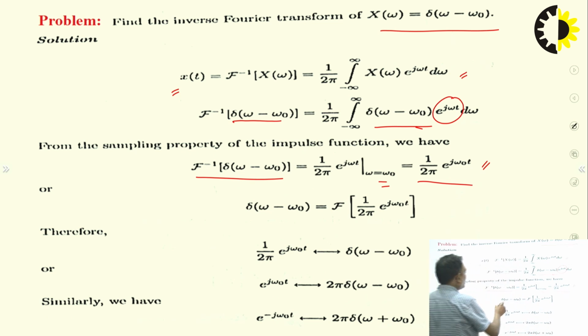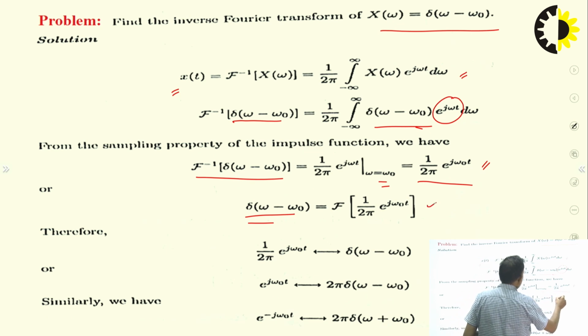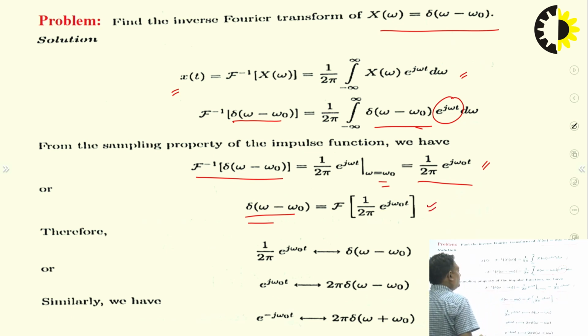So delta omega minus omega naught is the Fourier transform of 1 upon 2 pi e to the power j omega naught t. So with this you can write the Fourier transform pair: 1 upon 2 pi e to the power j omega naught t becomes delta omega minus omega naught.